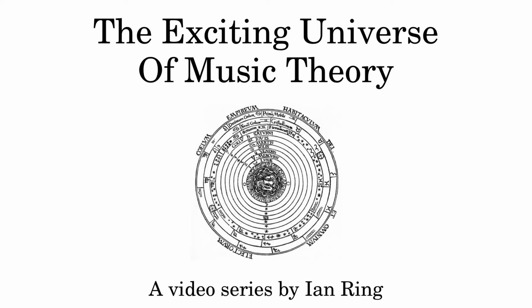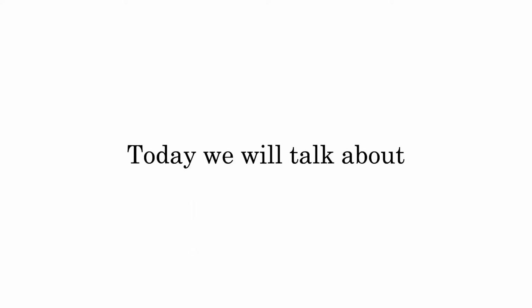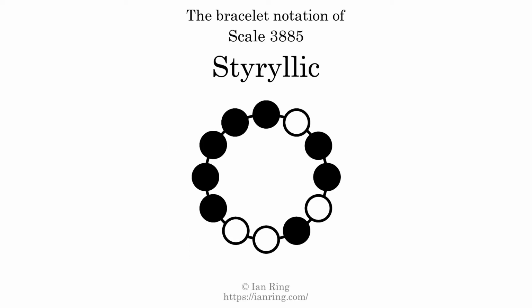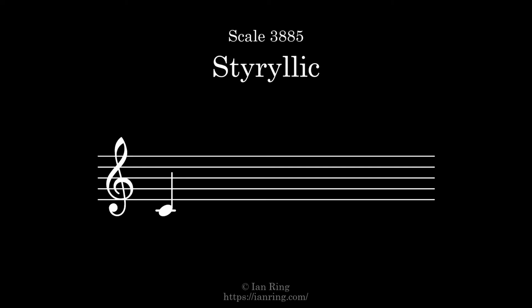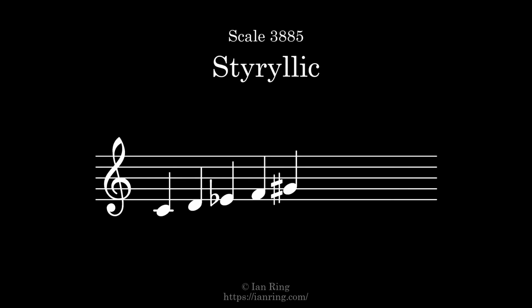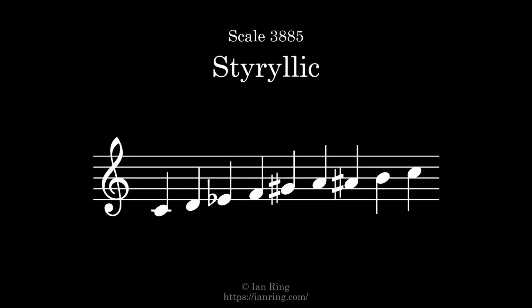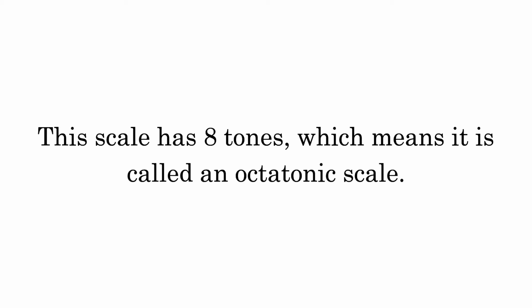Welcome to the exciting universe of music theory. Are you ready to learn? Then let's begin. Today we will talk about scale 3885, Styryllic, which sounds like this. This scale has 8 tones, which means it is called an octatonic scale.